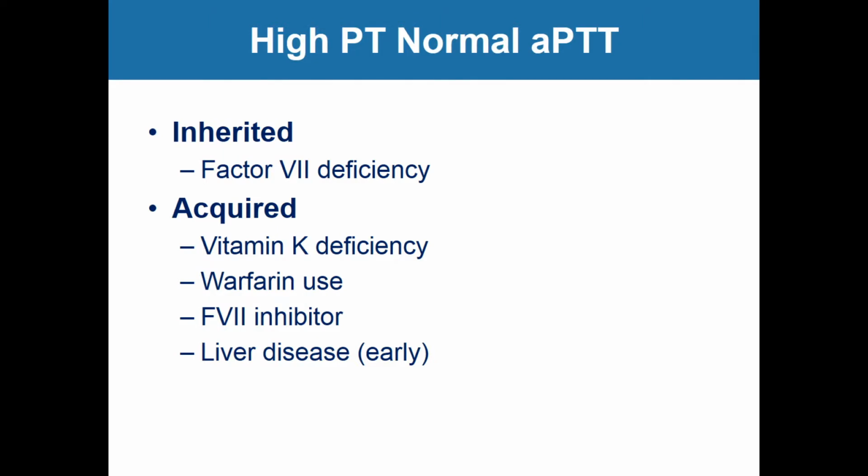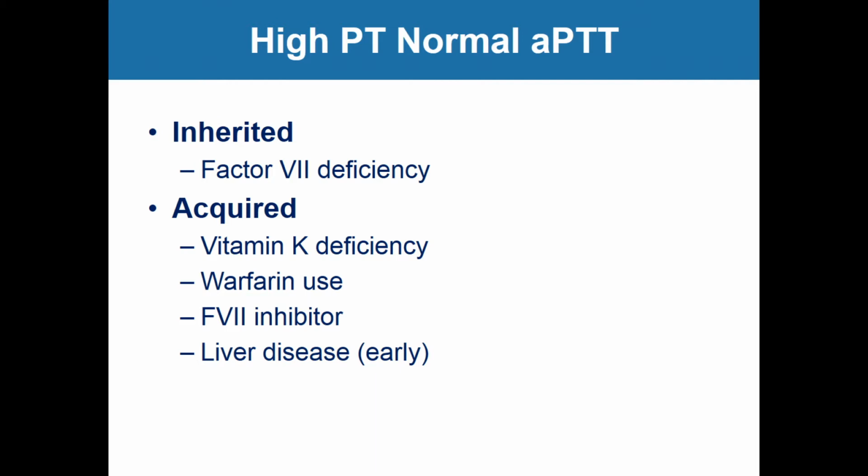So if you have a patient who has a high PT but a normal PTT, you're looking at whether it's an inherited or an acquired disorder. For patients who appear to have had lifelong bleeding deficiencies and an abnormal PT but normal PTT, the only inherited deficiency in this situation can be that of factor VII deficiency.